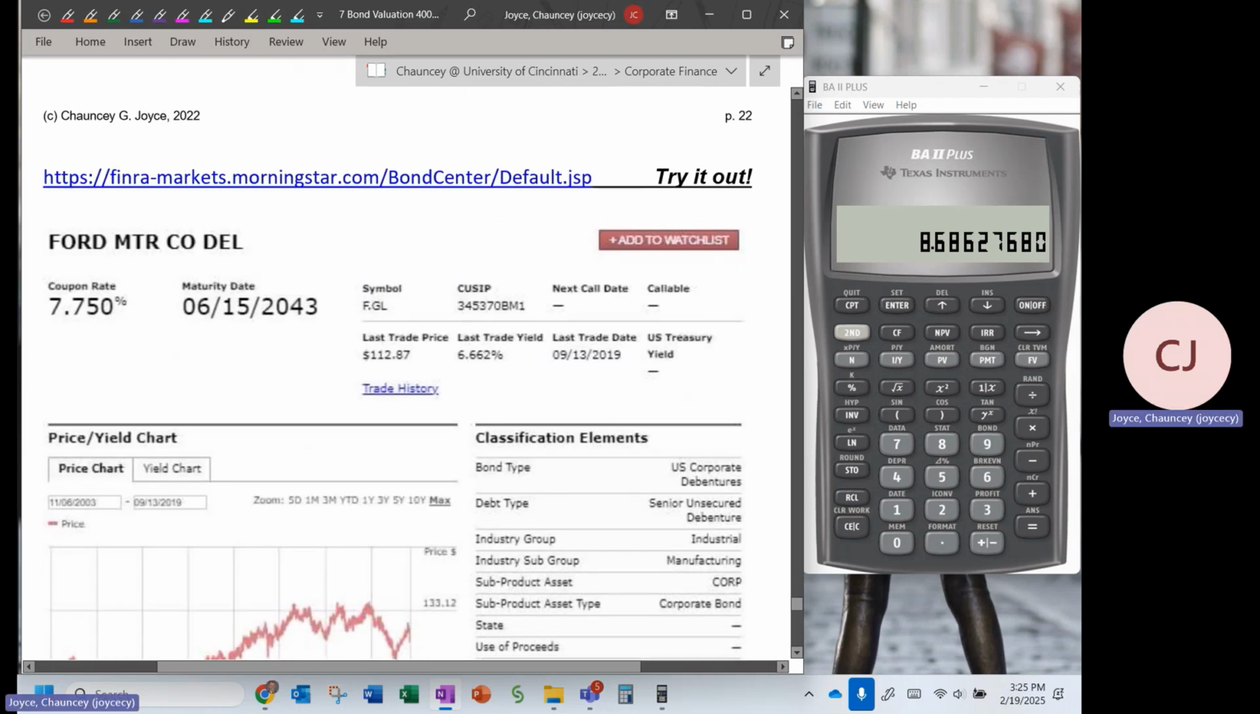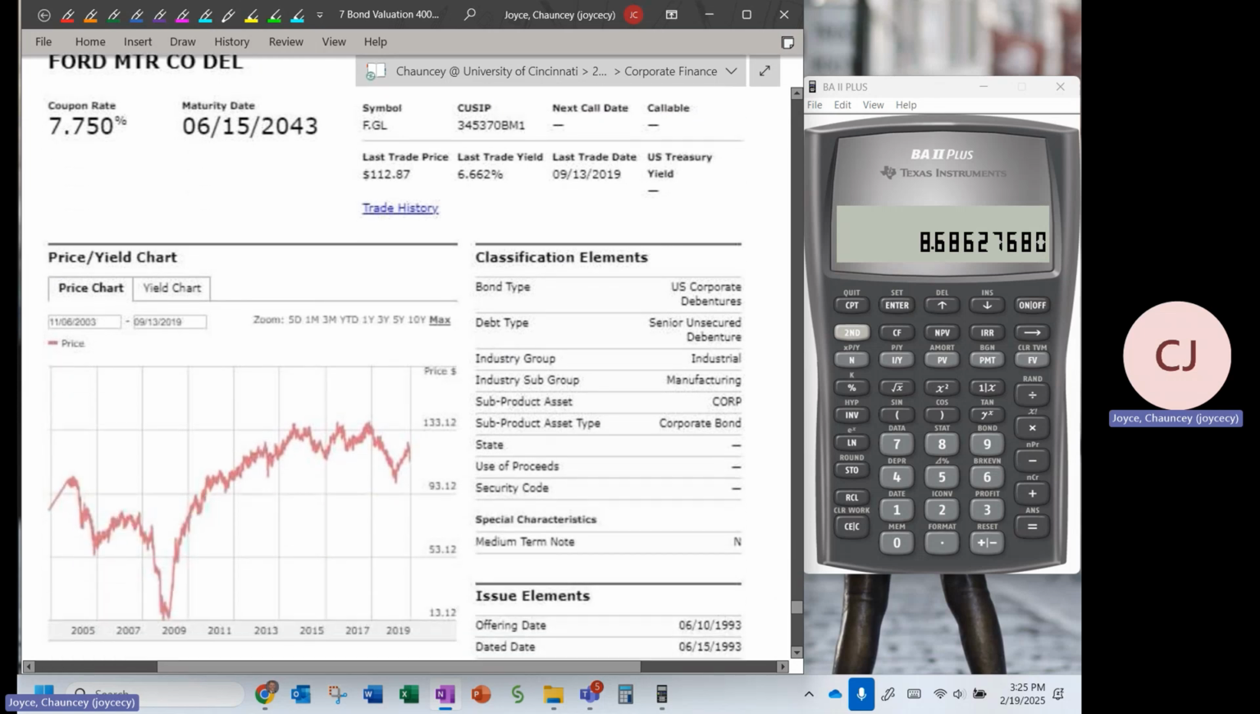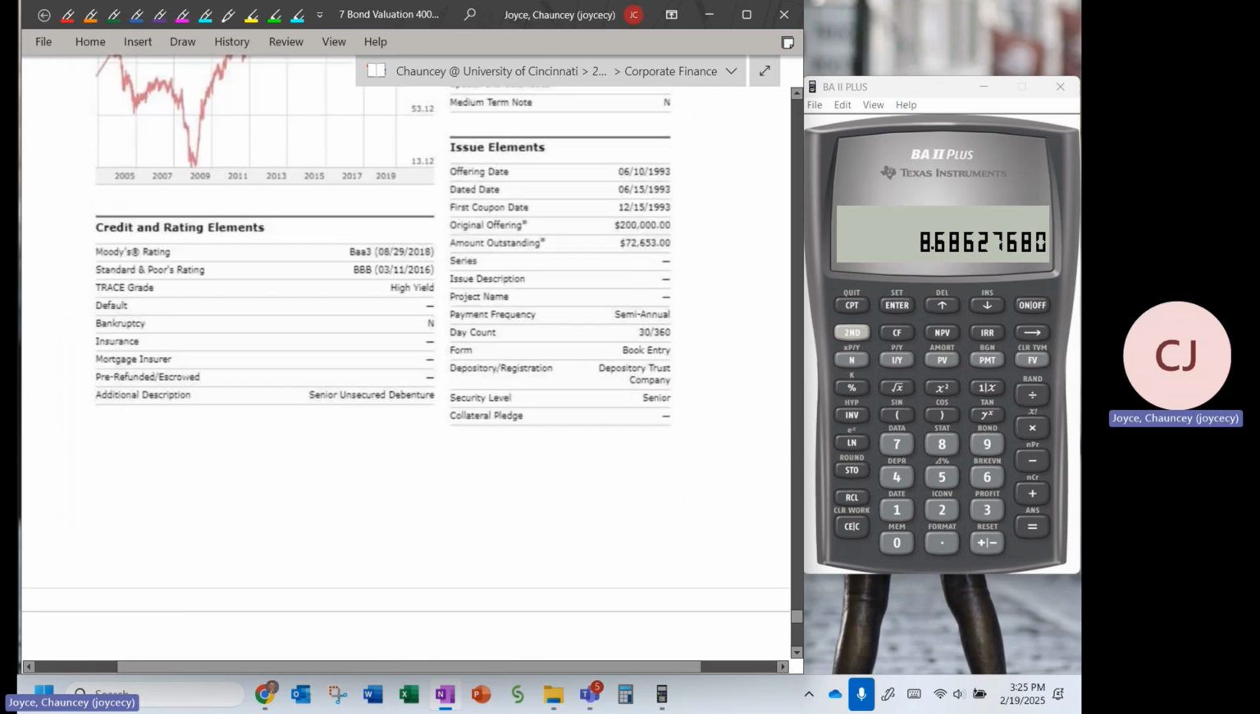If you ever want to try these out, FINRA Markets has a great little bond center here. You can look at all these different things and really get trapped in here, just thinking through different bonds and trying to treasure hunt. You're welcome to do so.